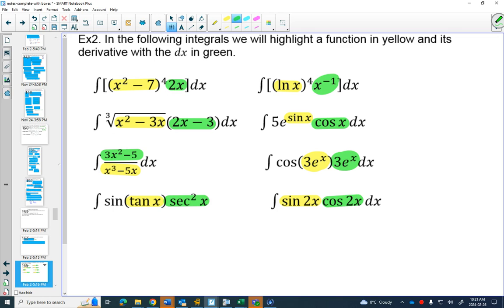Because what's the derivative of sine 2x? It would be cos 2x times an extra 2 because it would have a chain rule. And you could also actually think of the original function being cos 2x, because what's the derivative of cos 2x? It's negative sine 2x times 2. So we're going to find out that this last one is going to give us some different options.